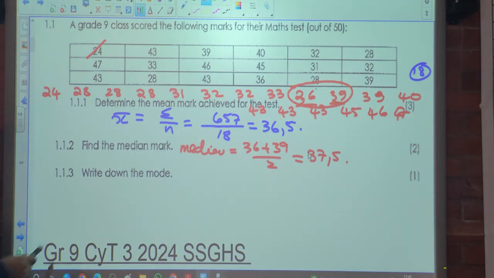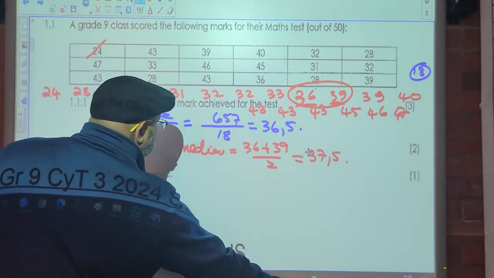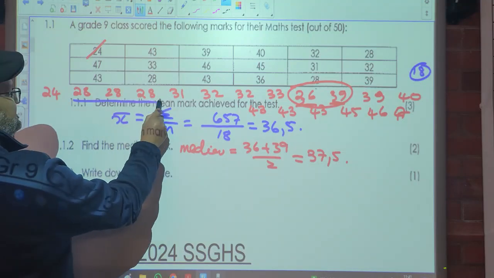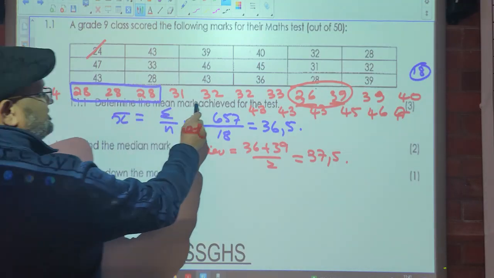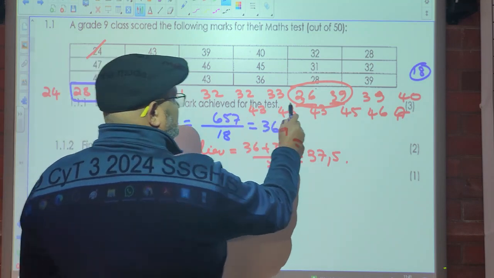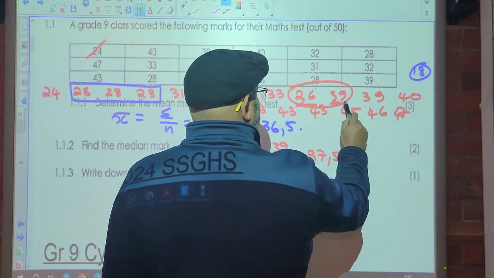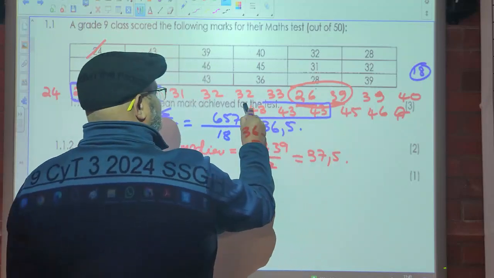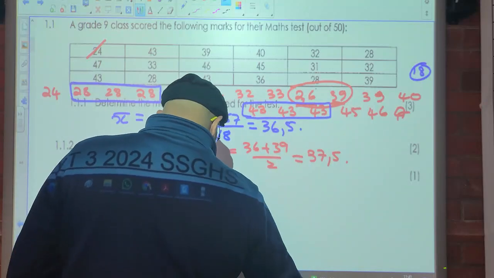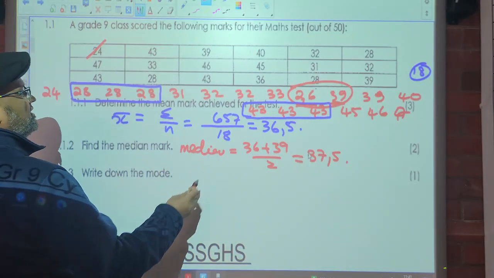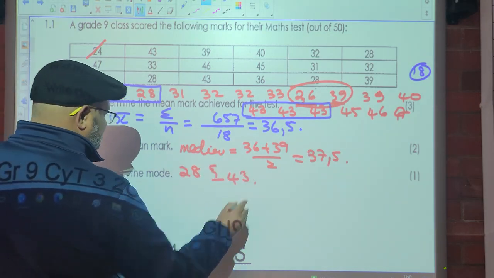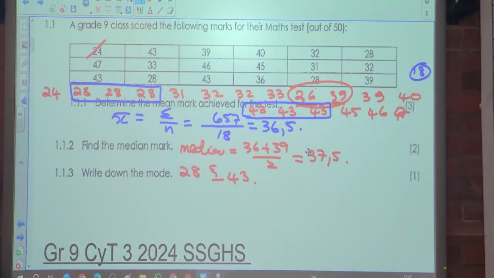Then the question says, write down the mode. People, what's the mode? It's the number that occurs the most. There's 3 28s, and 3 43s. Is that correct? Yes. So there are 2 modes. There are 2 numbers that occur the most. So it's 28 and 43. You guys understand?